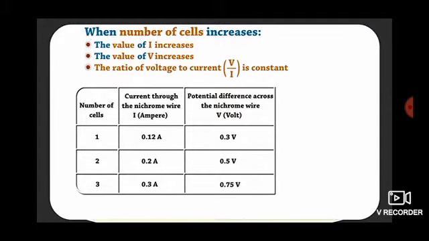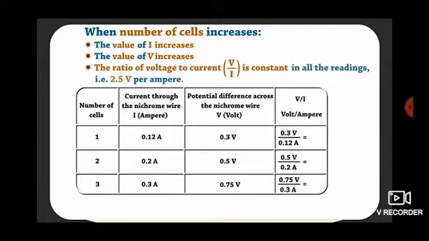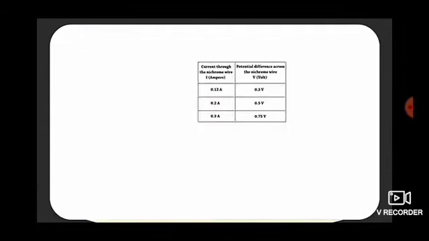Now we will take the ratio of voltage to current, V by I. Always I will be getting the same answer, you can see. Though our values are different, we will be getting always 2.5. Voltage is directly proportional to current. This was the verification of Ohm's law.